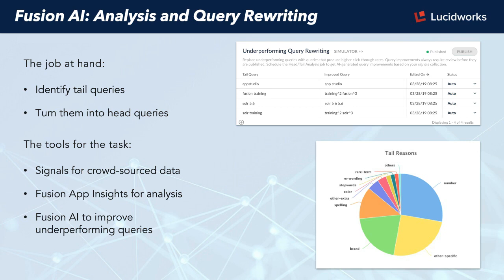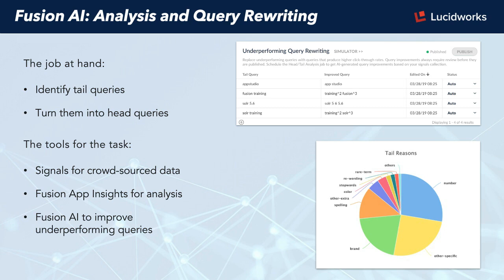So on the analytics side, we have a component within Fusion Server we call App Insights. And this is where we can see reporting on queries, including charts showing tail queries and their suggested rewritings and possible reasons they were unsuccessful, number of unique queries, how many queries lead to 0 results, and so on. So we'll take a look at Insights dashboard a little bit later.